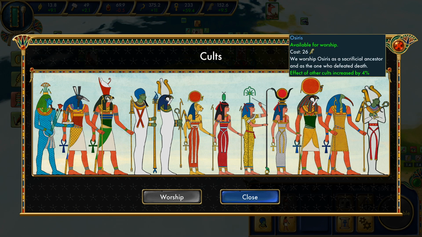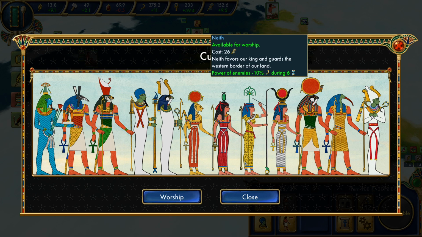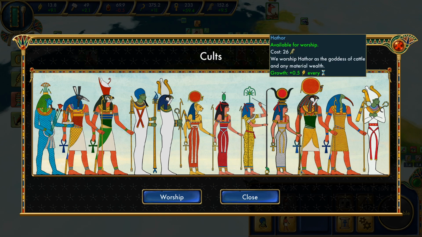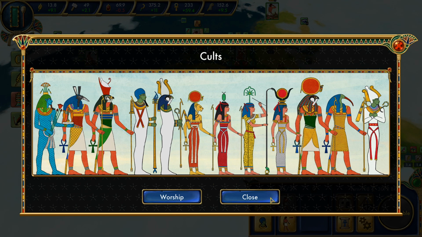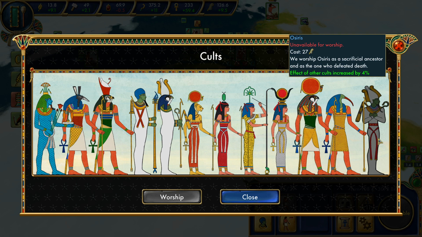Osiris, we've already talked about before, the emphasis on the underworld. Sacrificial ancestor, one who defeated death, and a very, very powerful cult in the game. Effective other cults are increased by 4%, and that amount can actually go up later. But the idea of investing in Osiris, which we're actually going to do right away, and then getting greater impact from some of these other deities down the line, is very much in vogue here. And then you can worship Osiris once per turn.